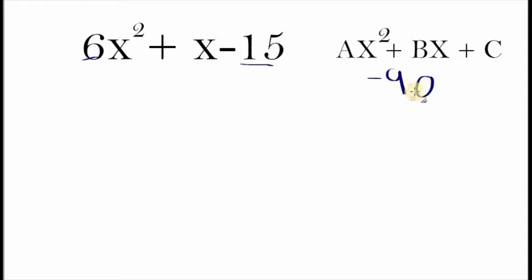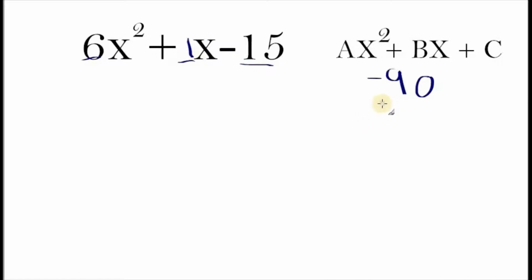So now we need to find out what two numbers will multiply together to be 90, but will equal the B, which is 1. Because 1x is what our B is going to be. So we need to find what two numbers will multiply together to be negative 90, but will add up to be 1.